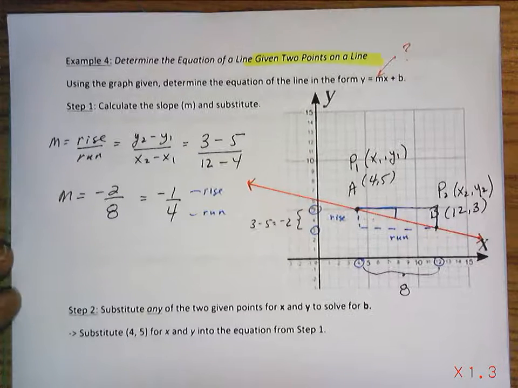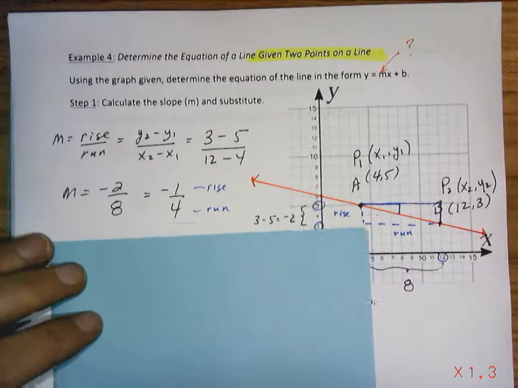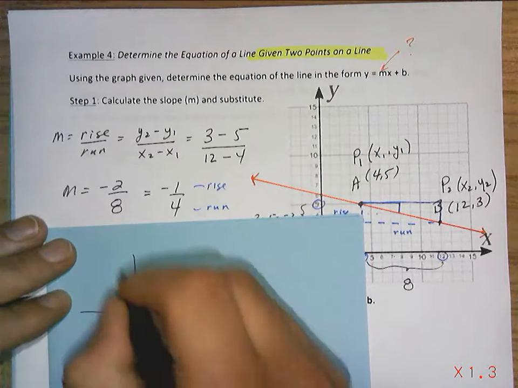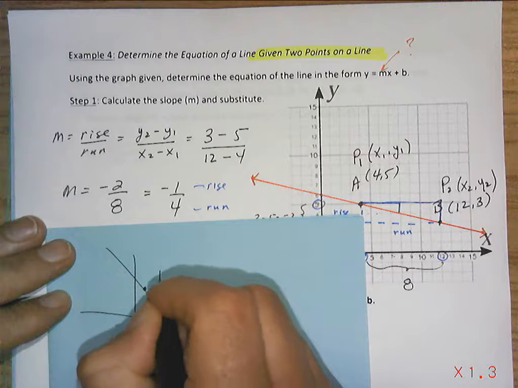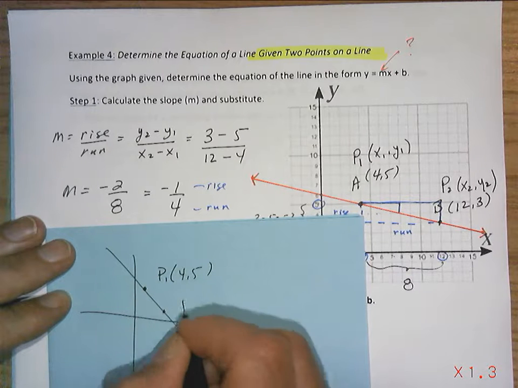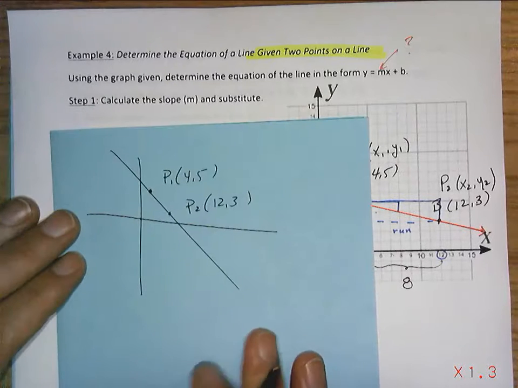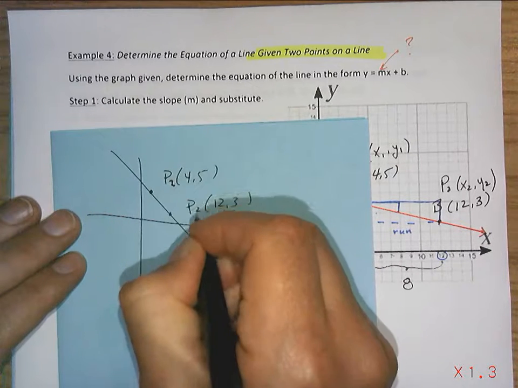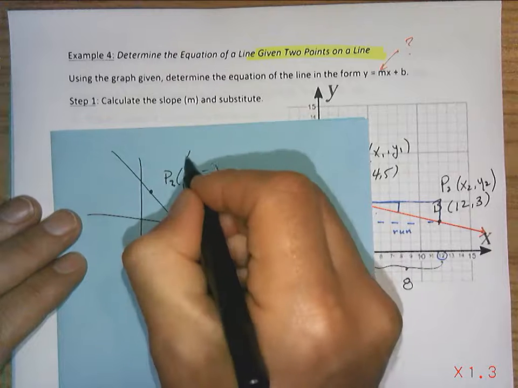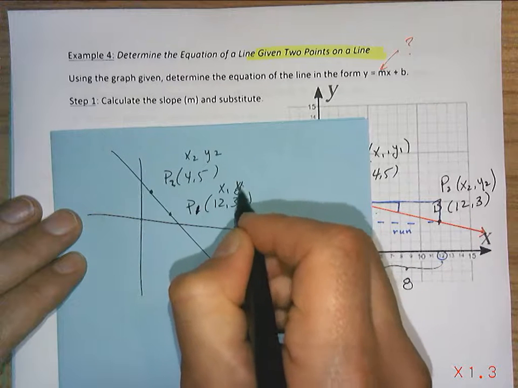Now, let's say, for example, you wanted to choose these 2 points differently. Here's an example. Let's say I gave you 2 points. Point 1 we'll call 4, 5 again. And point 2 we'll call 12, 3 again. But in this case, we want this to be point 2 and this to be point 1. So someone decides to call this point 1 and this point 2. That's fine. This will be x2, this will be y2. This will be x1, that'll be y1.